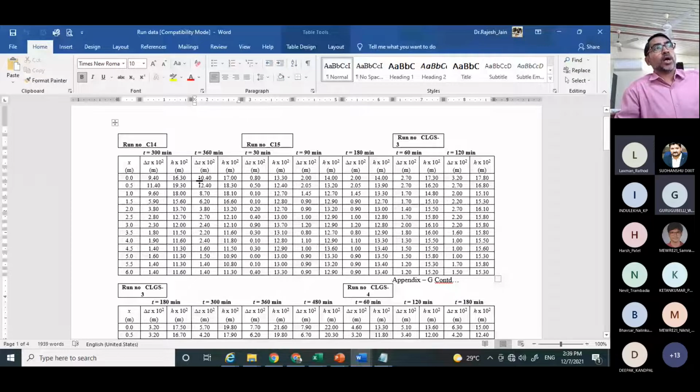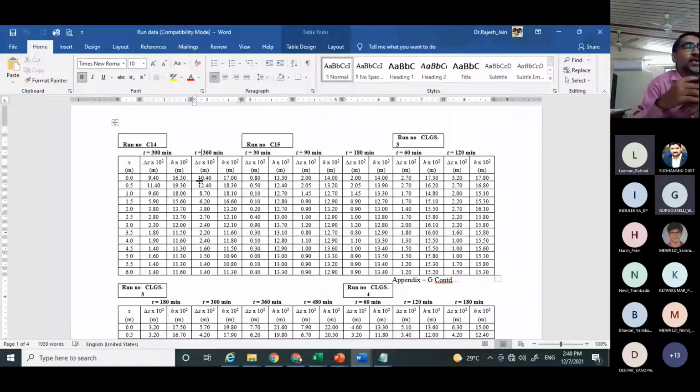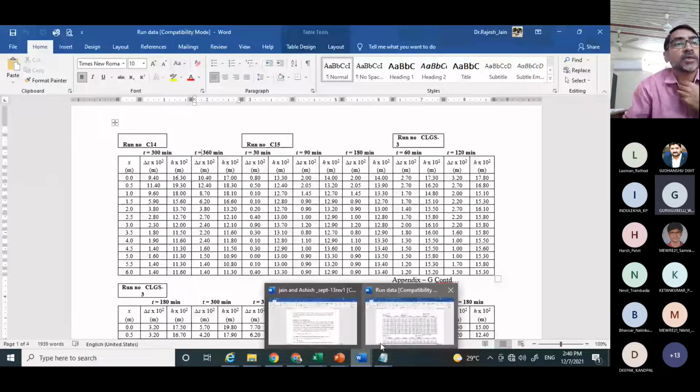As you would know, downstream of a reservoir or downstream of a dam, degradation takes place for a number of years. Do you agree with this statement? Yes, audience, please. Yes, sir.